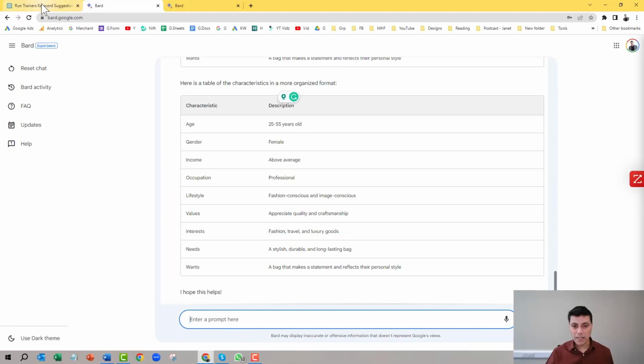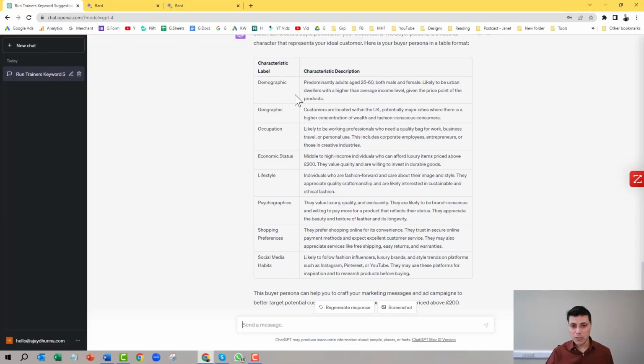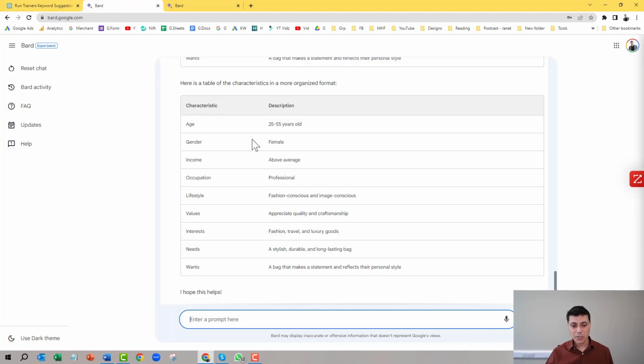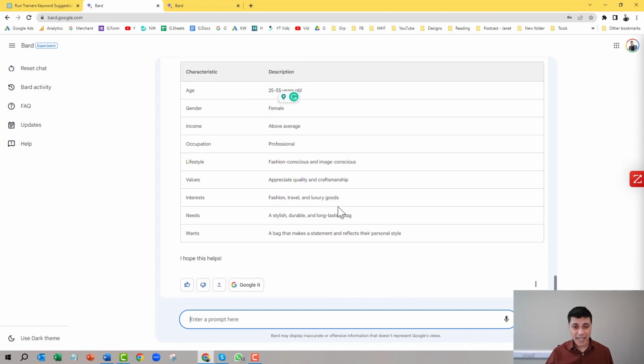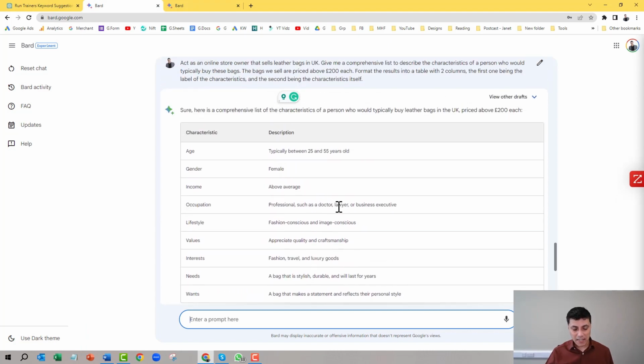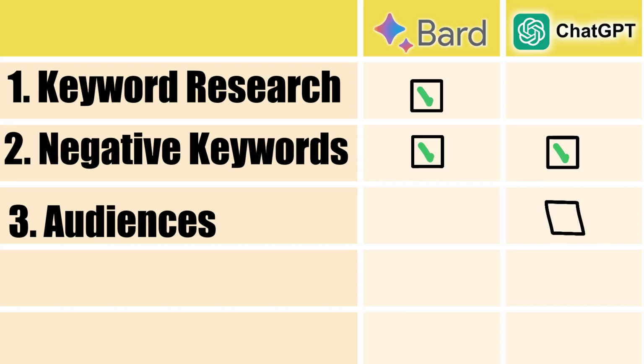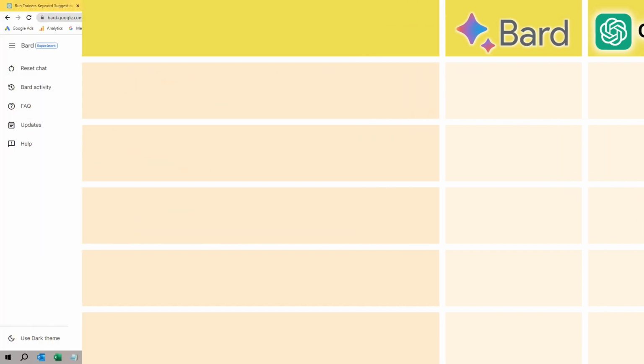And with BARD, I'd say predominantly adults between 25 and 60, geography, live in the UK. So I'd say, yeah, okay, so the quality of the information is good. Without a doubt, it's good. But because BARD has broken it down into two different categories without even me asking it, I'd probably say I'd give this one to BARD. So BARD scores on this occasion.